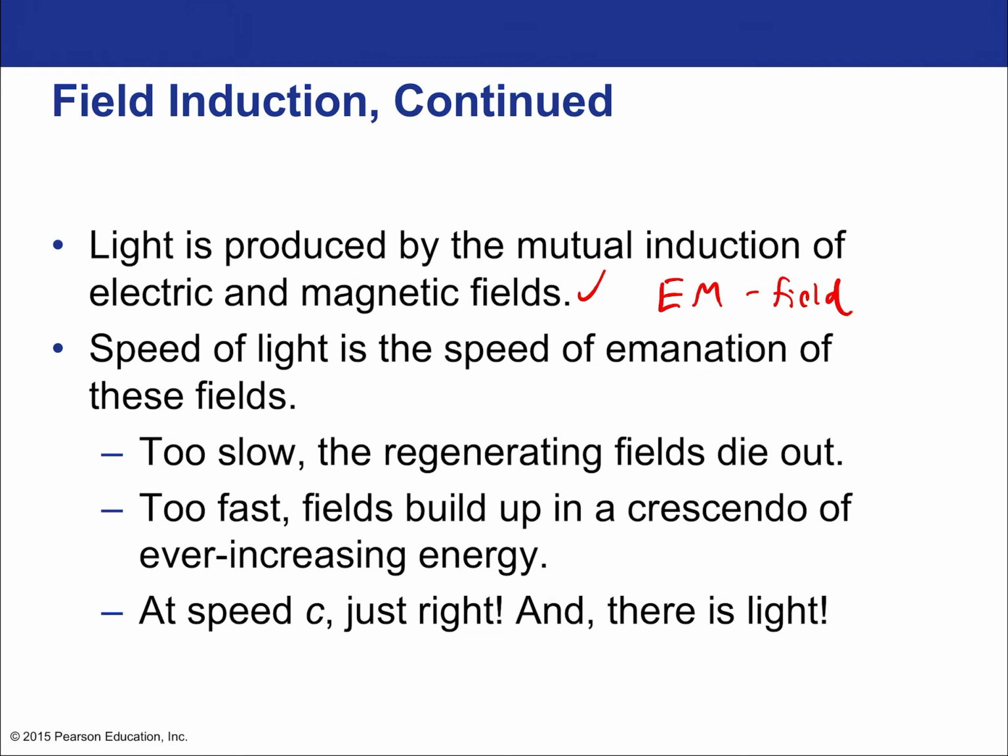Too slow, the regeneration field dies out. Too fast, the field builds up in a crescendo of ever-increasing energy. At the speed of light, c, which is equal to 3 times 10 to the 8 meters per second, you have perfect balance and you have light.